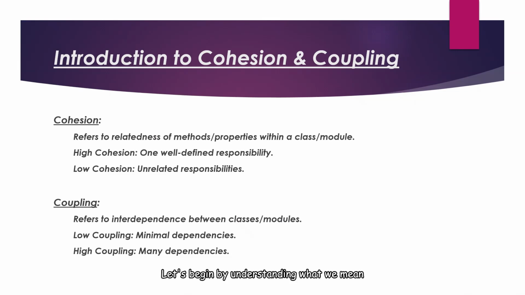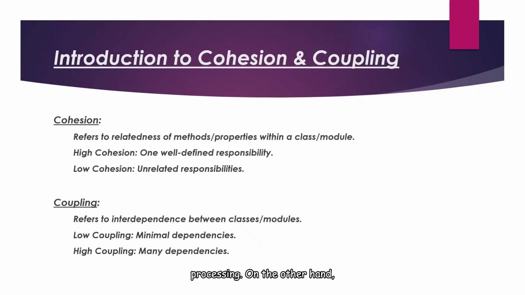Let's begin by understanding what we mean by cohesion and coupling. These terms are often used when discussing software design because they help us evaluate how well structured and resilient our code is. First, cohesion refers to the degree to which the elements inside a module, class, or function are closely related to each other. A highly cohesive class has methods and properties that are closely related, all serving a single purpose. For example, a class responsible for managing customer data should focus only on operations related to customer management and not venture into unrelated areas like logging or payment processing.